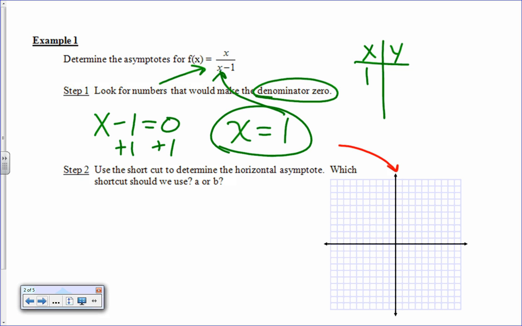Okay. So here we go. x equals 1. Now, which shortcut should we use on this one for the horizontal? The first one or the second one? Is the degree the same, or is the bottom bigger? The degree is the same. Well, wait a minute. There's no degree on this thing. What is the degree of the numerator? Yeah, understood 1. Very good. And then down here, an understood 1. So what does that shortcut tell us to do? To look at this fraction out here. So it's a 1 understood over an understood 1. So 1 over 1 is 1. So it's y equals 1.